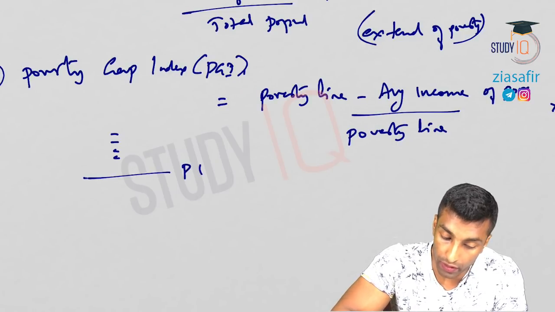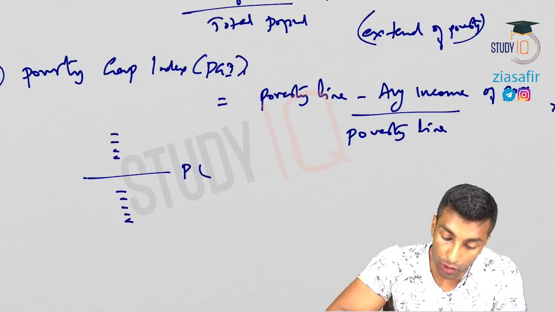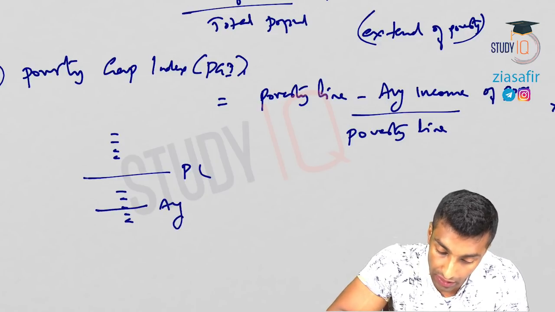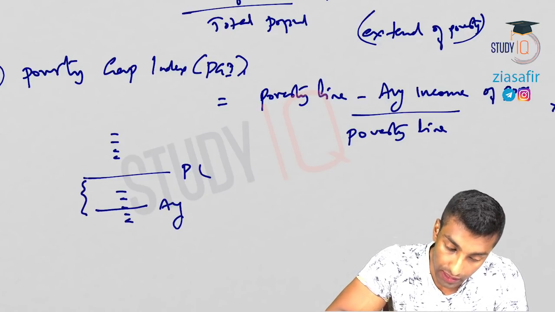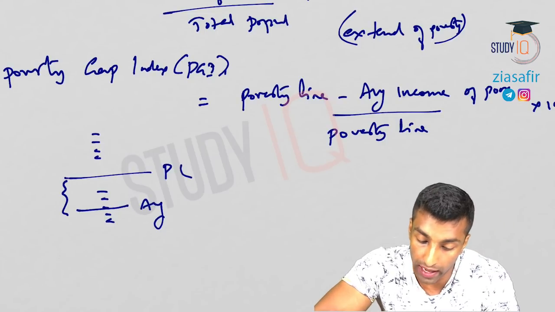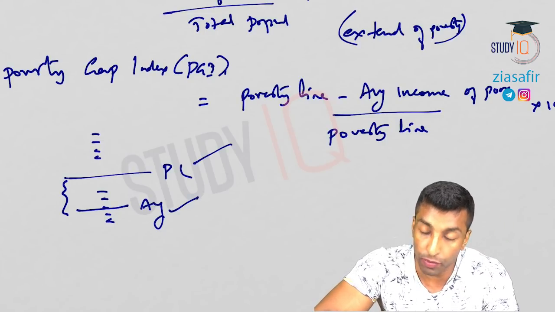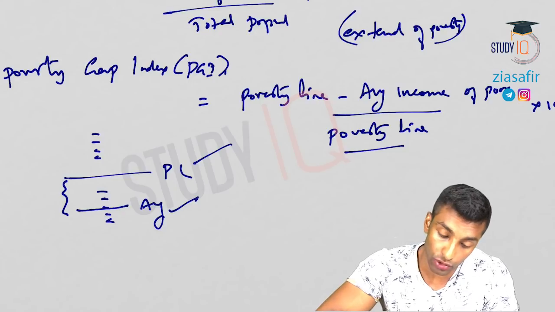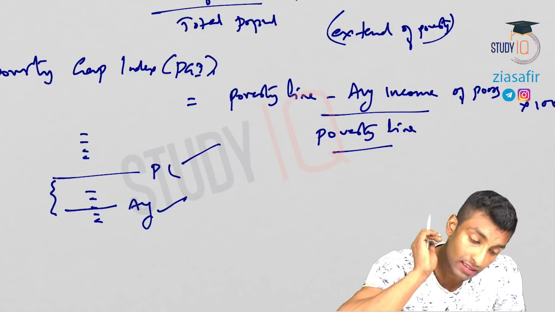Let's suppose this is the poverty line and then these are the poor people. So let's say this is the average income. So this gap was there, no? So you can see the poverty line, the average income of poor, and then the poverty line, so that you can calculate.